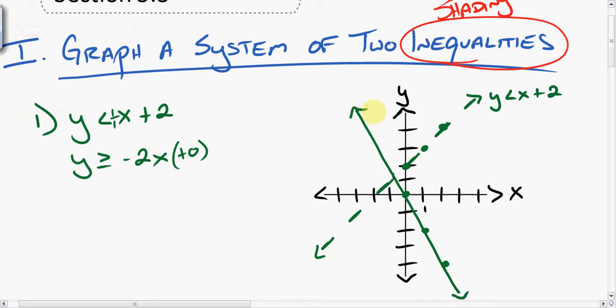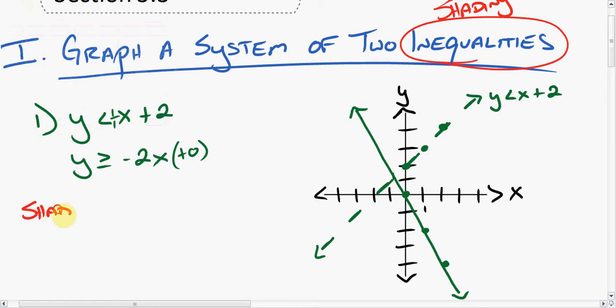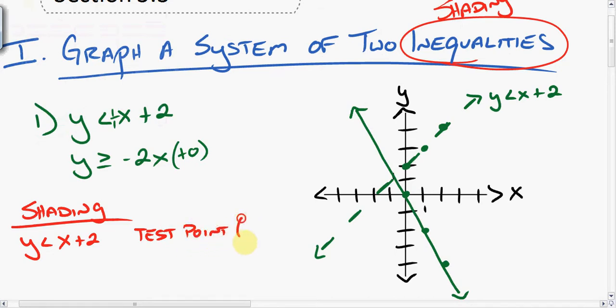Next step is the shading process. So I'm going to do a little check here. We'll do it in red for the shading. You need to check each inequality. I'm going to take the first inequality, y is less than x plus 2, and you want to pick a test point, any test point. The big rule is, though, the test point cannot fall on the line you are testing. So here's my line. I can't pick a point like 0, 2 or 1, 3, because it falls right on that line. I like to pick 0, 0 whenever possible.